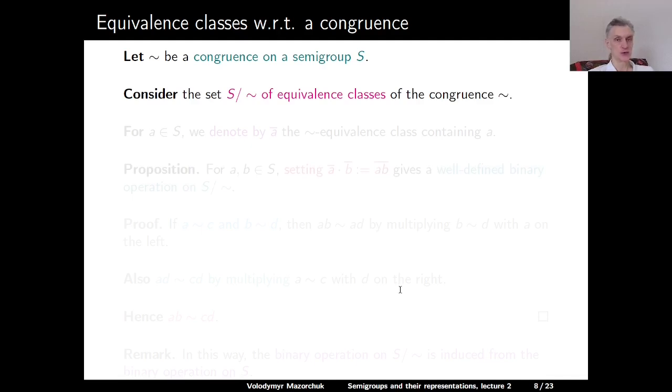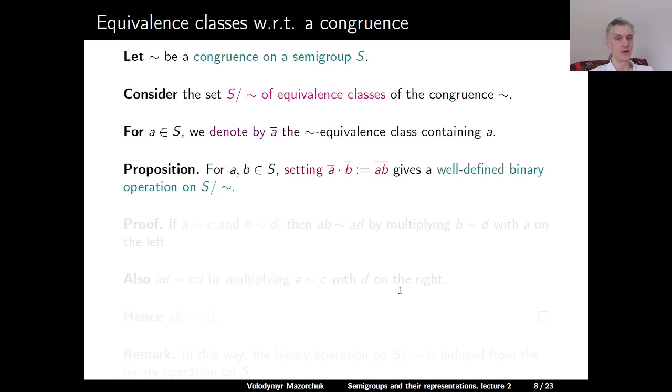Consider the set S modulo tilde of all equivalence classes with respect to this congruence. For an element A in S, we denote by A overlined the tilde equivalence class containing A. Proposition: for A and B in S, setting A overlined times B overlined equal to AB overlined gives a well-defined binary operation on the set of all tilde equivalence classes.